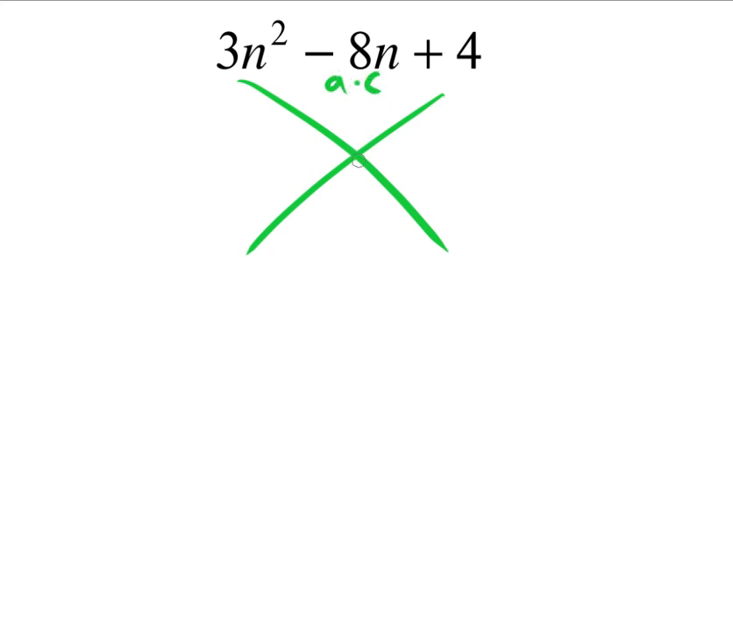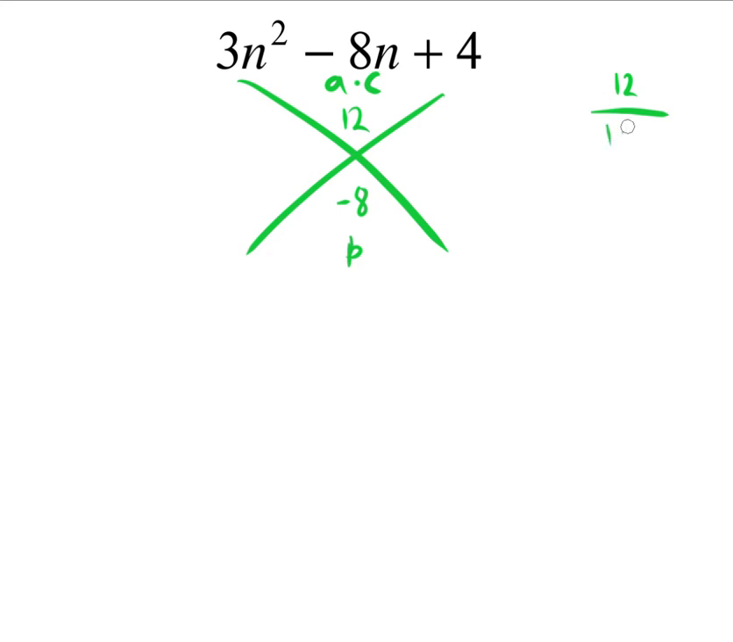So, A times C is 3 times 4, which is 12. And B is negative 8, right? How cool is that? I just did. So 12 is the number I want. I want to find two numbers that multiply to get me 12, but add to get me negative 8. So in this case here, let's see.